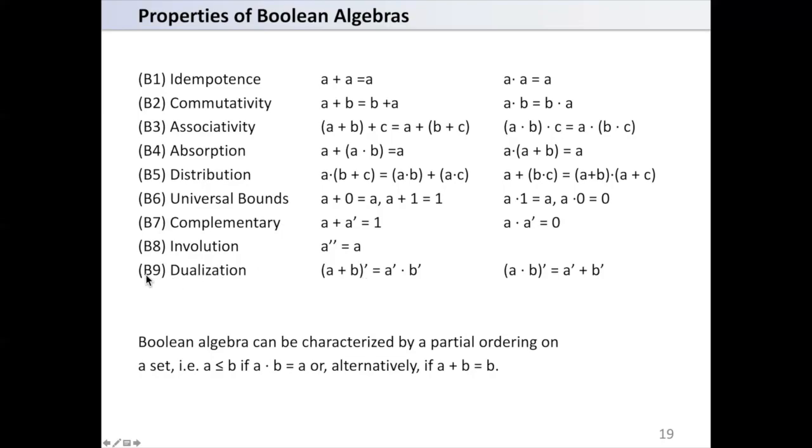Dualization, B9: the complement of A or B is equal to A complement and B complement. The dual is the complement of A and B is equal to A complement or B complement. Boolean algebra can be characterized by a partial ordering on a set. That is, A is less than or equal to B if A dot B is A, or alternatively, if A or B is equal to B.